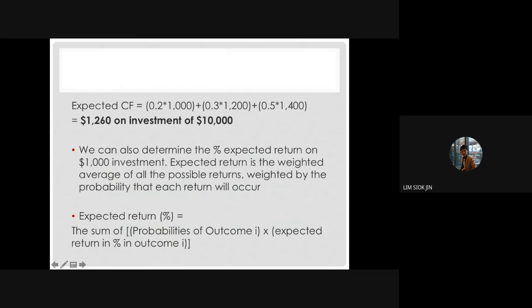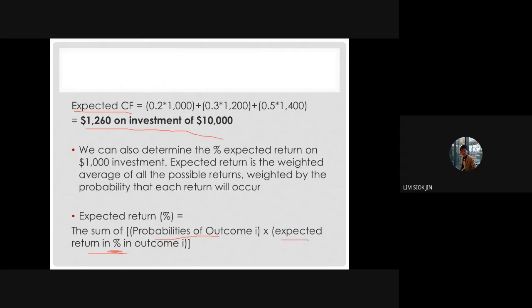Okay, moving forward. Now instead of looking at expected cash flow, you have to explain like that: 1,260 on investment of 10,000. So long, right? How about shortening the explanation, make it easier for people to understand? How? You turn it into percentage. How do you turn it into percentage? You take probability of outcome times the expected return in percentage.